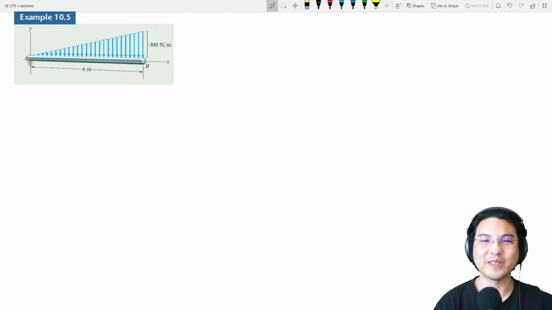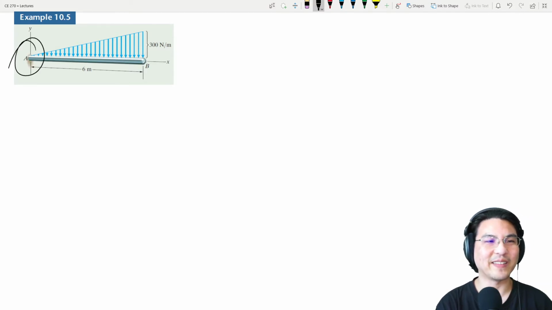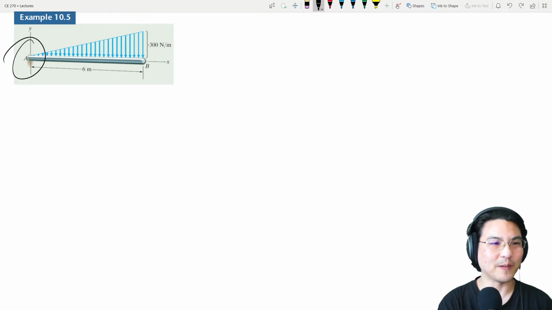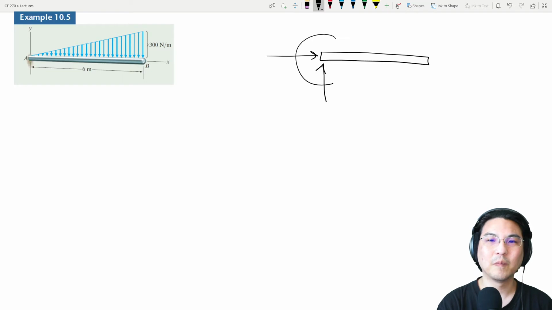Okay, everybody. So, continuing on our discussion about the relationship between distributed load, shear force, and bending moment, the calculus relationship, let's try this example here. First we want to solve for the reactions at this fixed support. A fixed support means there's got to be a force and a couple.